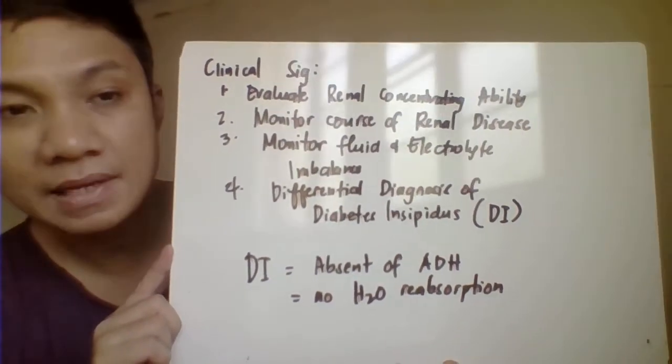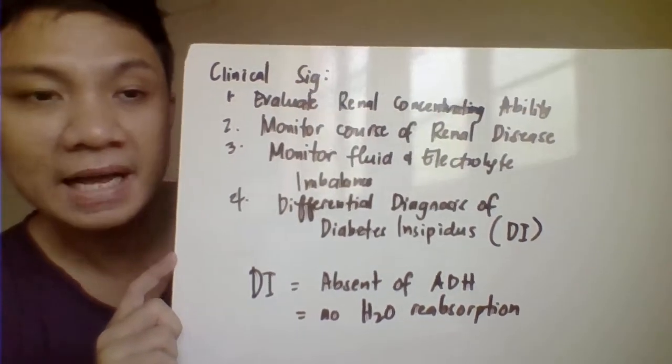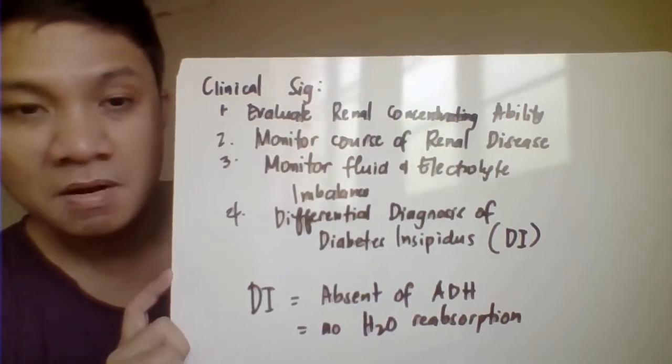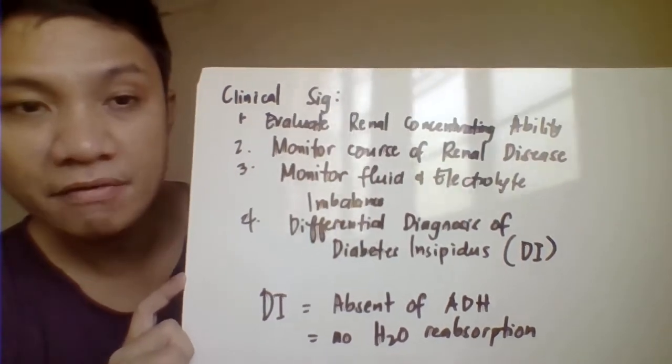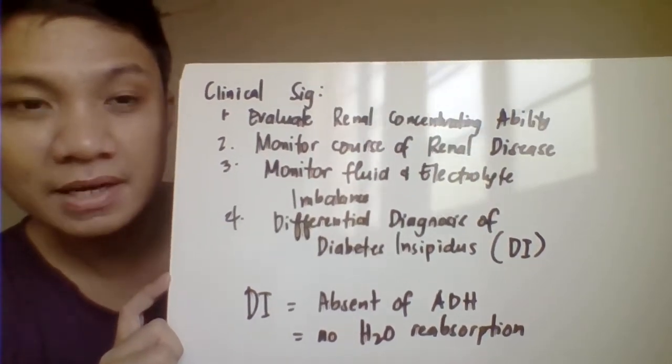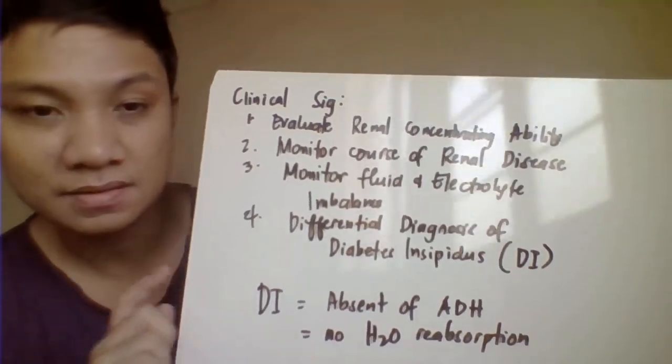Diabetes insipidus is a medical condition characterized by the absence of your antidiuretic hormone. Remember that your antidiuretic hormone is the one responsible for the reabsorption of the water in your collecting ducts.